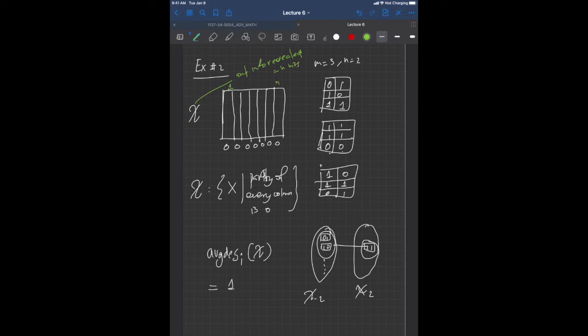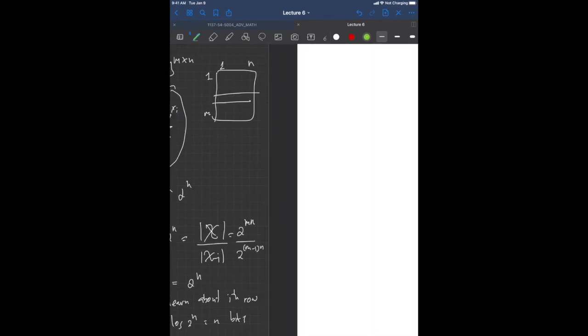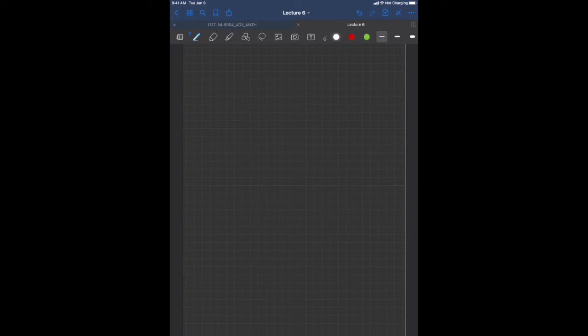And we want to say that these n bits can be attributed to some row. So how do we do that? So here is an example. In example number 2, we had this set X.